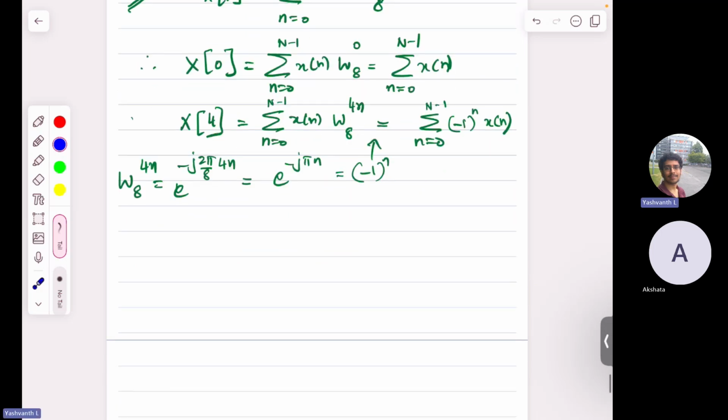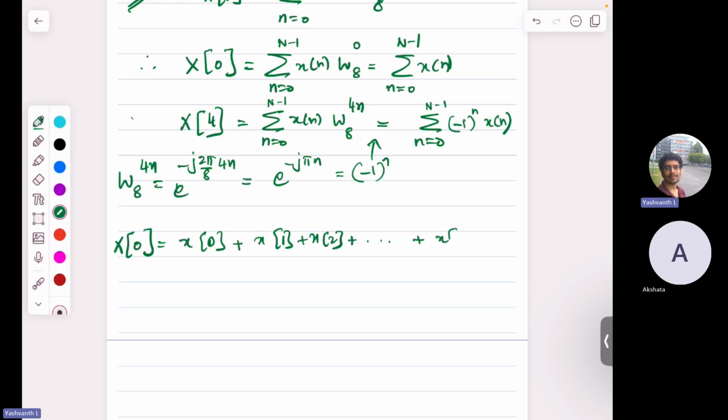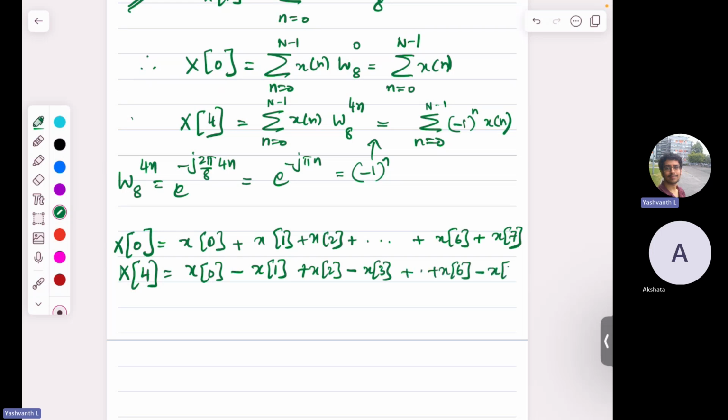Okay, if you want me to be elaborate, let me write down what X of 0 is. X of 0 is nothing but x of 0 plus x of 1 plus x of 2 and so on till x of 6 plus x of 7. And X of 4 is nothing but (-1)^n into x of n. So it is nothing but x of 0 minus x of 1 plus x of 2 minus x of 3 and so on till plus x of 6 minus x of 7.